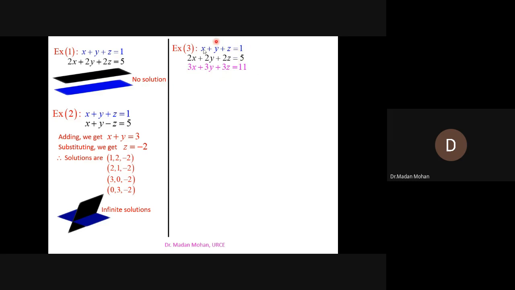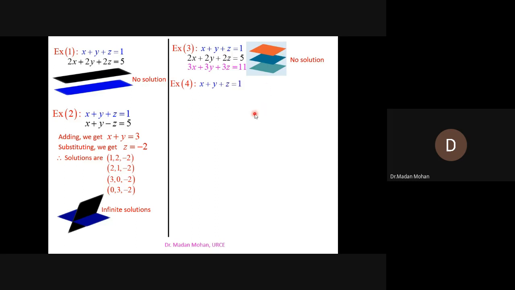What happens to the system? x plus y plus z equal to 1. Second equation is same as x plus y plus z equal to 5 by 2, 2.5. Third equation, x plus y plus z equal to 11 by 3. Three different values. So, to draw these three planes, those three are parallel. Means it is not possible to give x, y, z values which satisfies all the three. Means no solution. Parallel.